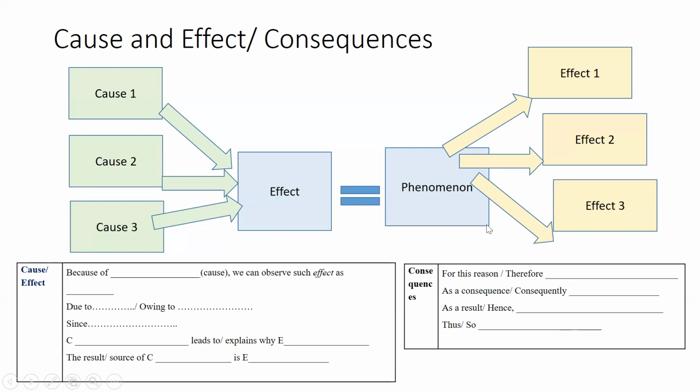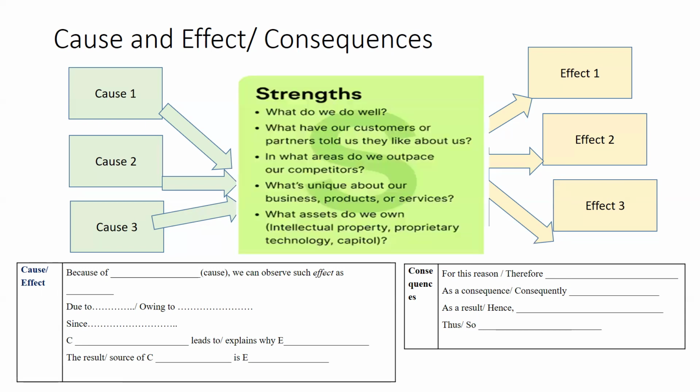Or for effects, for the consequences, we are using language like for this reason, therefore, as a consequence, consequently, as a result, hence, thus, or so.